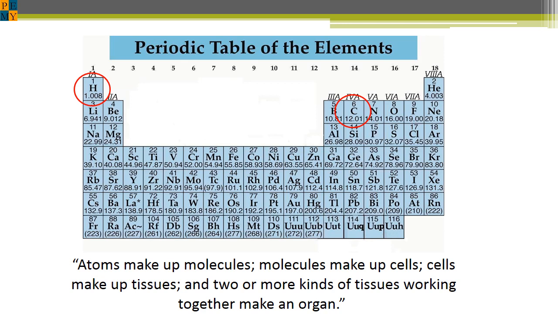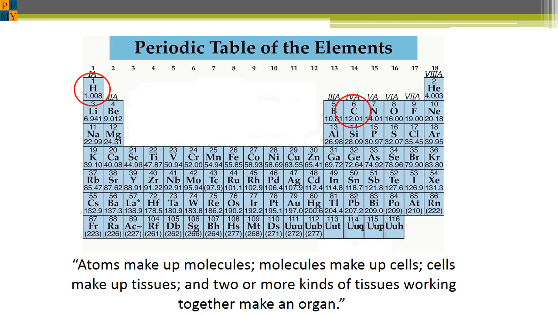Now look at the other circled element, which is carbon. It has an atomic number of 6, meaning that it has 6 protons in the nucleus. As you move from left to right or from up to down in the periodic table, the atomic number or number of protons increases. The atoms are arranged in columns which have similar properties.